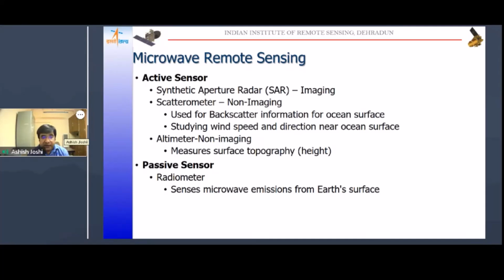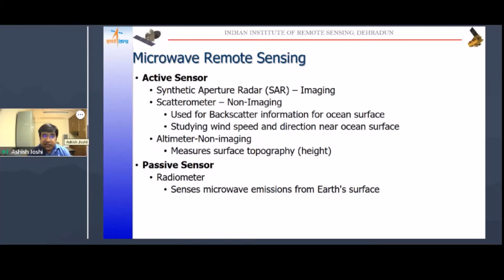And passive sensors also use the microwave region. So what are the passive sensors? The passive sensor in the microwave region is the radiometer. It senses the microwave emissions from the Earth's surface. So these are the two types of sensors.